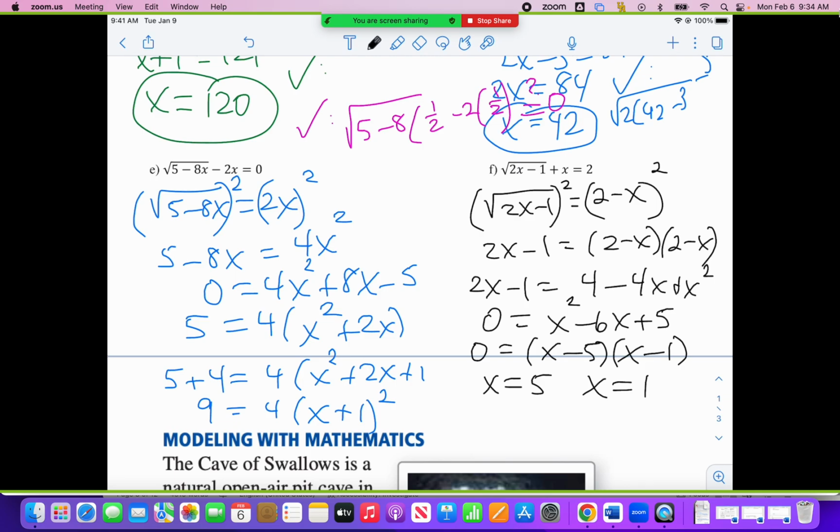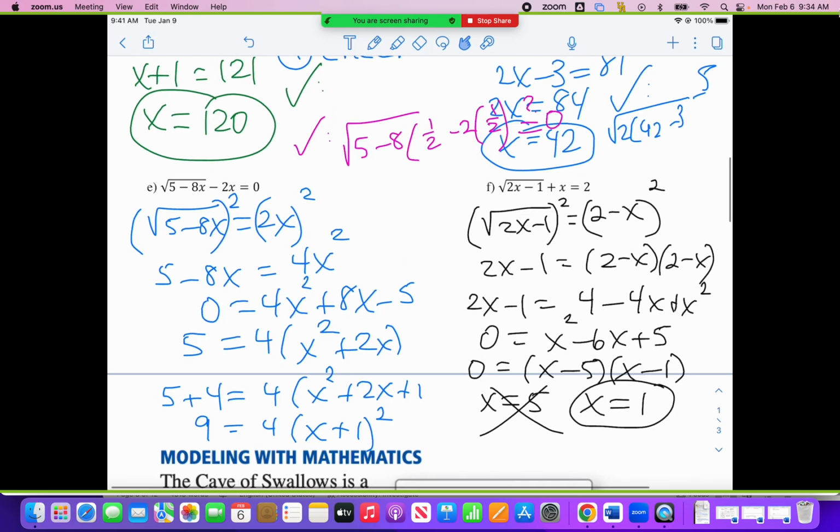We do need to check them. So when I do the 5, I get square root 9, which is 3 plus 5 is 8. The 5 doesn't work. And if I plug in 1, I get 1 plus 1 is 2. This one does work. Something I want to mention. When you're solving square root equations, sometimes you only get one answer and it can work or not work. If you get two answers, it's possible that both work, it's possible one works, and it's possible neither works. When neither works, that's no solution, okay?